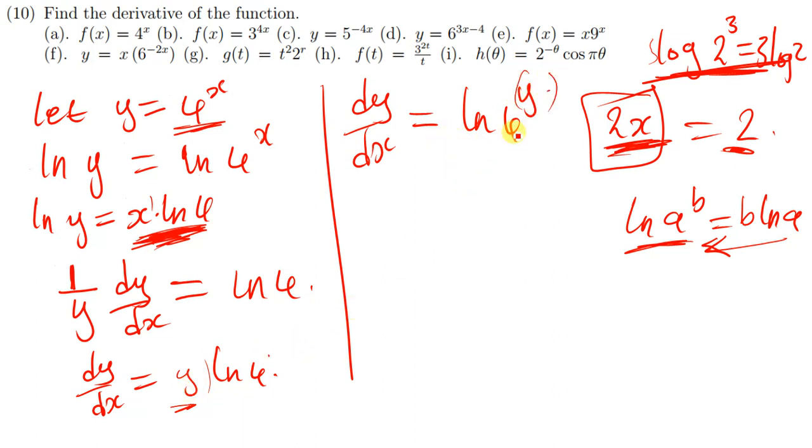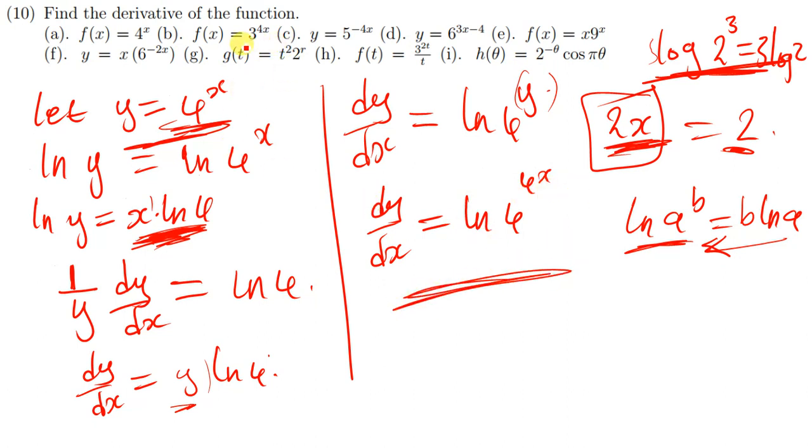So while there is y there, I can replace back the value of y, which is just 4 to the power x. So my dy/dx will therefore be equal to ln 4 times 4 to the power x. This is what we're going to have as our dy/dx. Let us quickly move on to the next one.